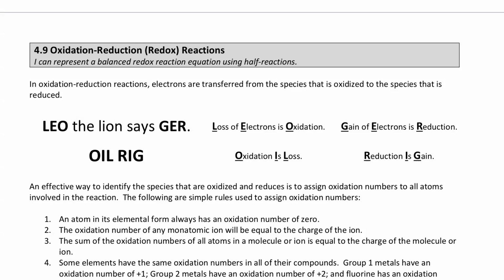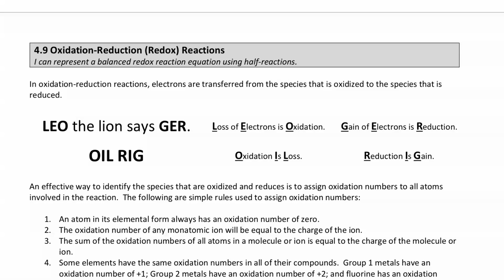Here's what we have to be able to do in order to balance redox in this way. We have to know what it means for something to be oxidized or reduced. We have to be able to identify oxidation numbers in order to do that. And then we'll do a really simple example of a really simple redox balancing. Okay? So, choose your favorite acronym.